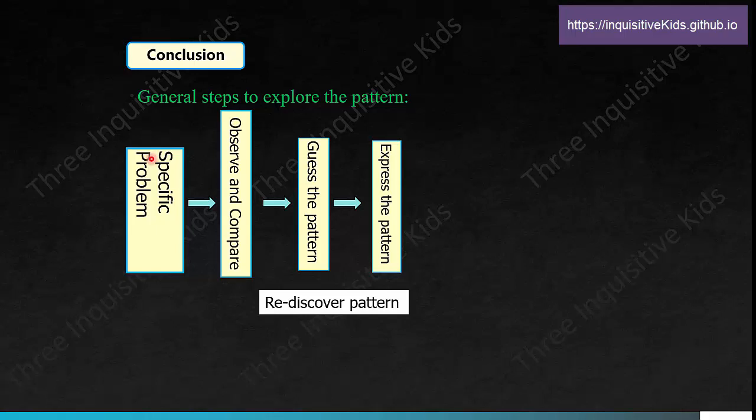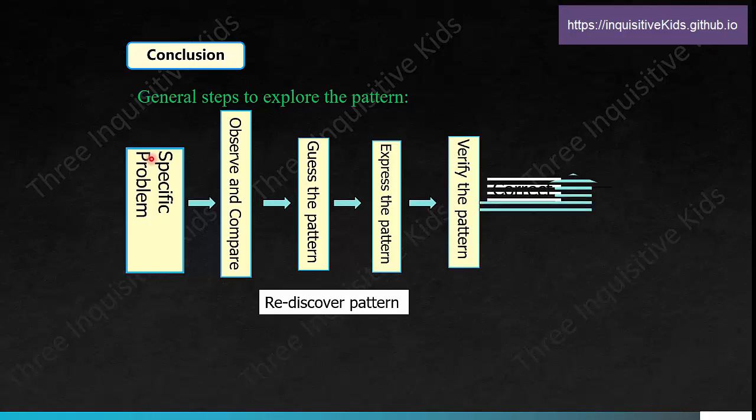Compare one term with another. Compare how these are the same and how they're different, and observe them. Then we're going to guess the pattern, or really not guess, really just have a hypothesis. Because these are different and similar, we can have the hypothesis that this pattern might match into that. We're going to try to express the pattern by taking a random case and trying to fit it together. Then we're going to verify the pattern.